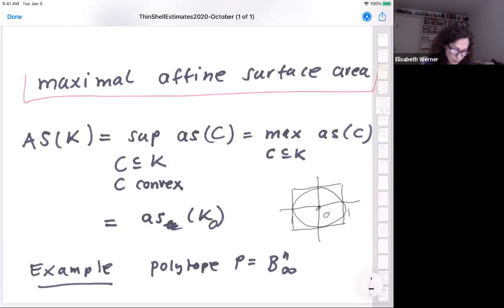So for sure, we know that this maximal affine surface area of the L infinity unit ball is bigger or equal than the affine surface area of the Euclidean unit ball, which is n times the volume of the Euclidean unit ball. And it's actually equal to that. So for sure, it's not 0 as it was before when we were just looking at the usual affine surface area. So now for polytopes, the maximal affine surface area is actually also positive. Okay.